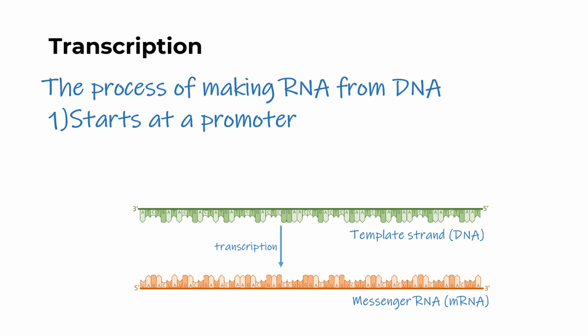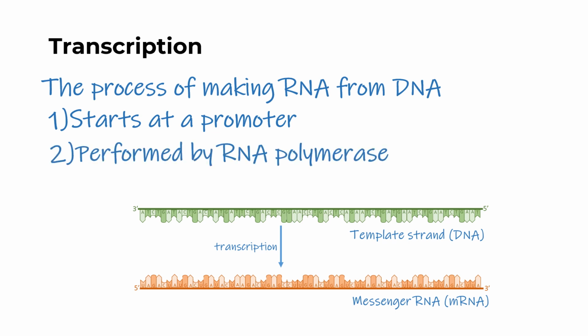The process of matching nucleotides to the DNA template and forming the phosphodiester bonds that make RNA is controlled by the enzyme RNA polymerase. Finally, the last important piece of information is that transcription of DNA into RNA ends at a region of DNA called the terminator. Right? So it starts at a promoter, it's performed by the RNA polymerase, and it ends at a terminator sequence.